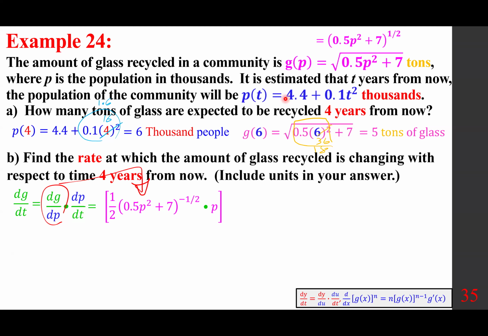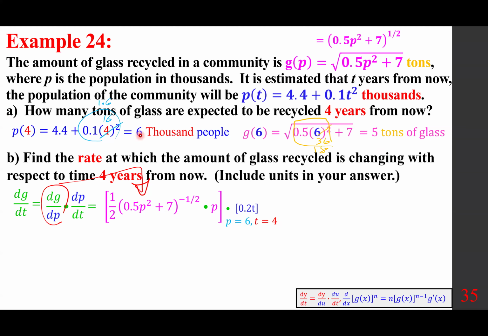What is dp/dt? Now go to the second function, p of t. If I want to differentiate that, this is 0.1 times 2, 0.2t. So this is dp/dt. And according to part A, p is 6, t here is 4. So t is 4 for here, p is 6 for there. Remember, when t was 4, p was calculated. So we are going to plug it in.